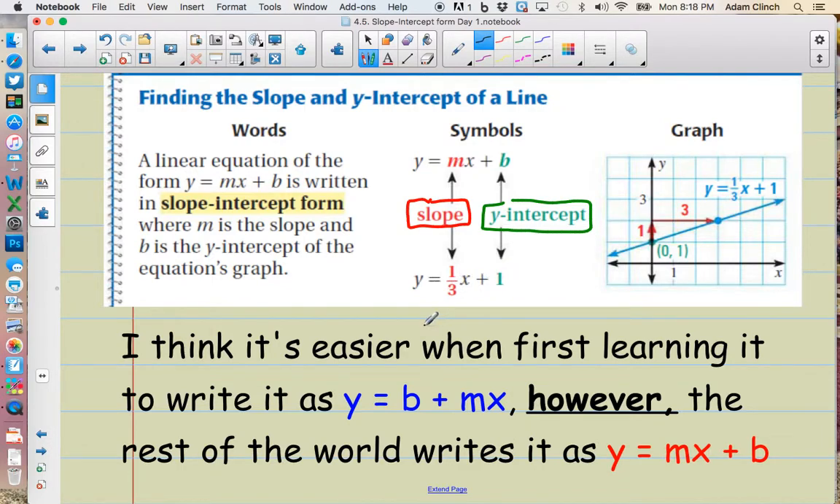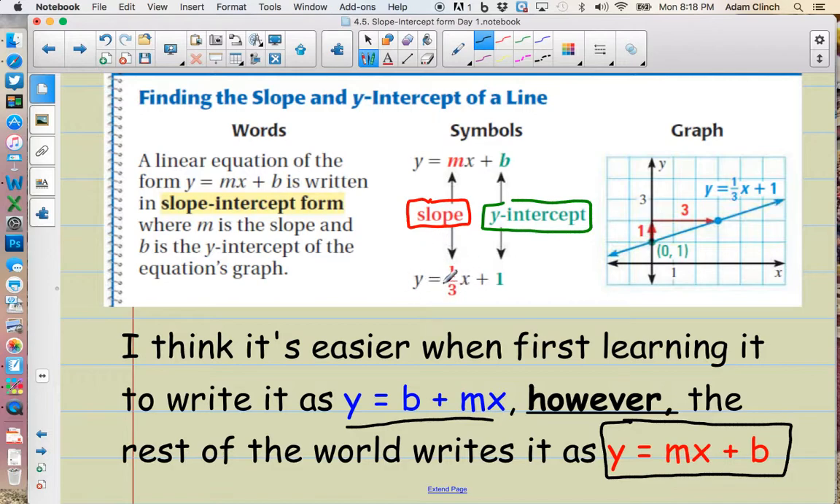I want to give a big kind of warning here. When we're first learning it, I think it's easier if we write the y-intercept first. So I think it's easier when first learning it to write it as y equals b plus mx. So I'm going to do that a lot here in the beginning especially, and in the next chapter, because I think it translates nicer between the table and the graph. However, the rest of the world writes it as y equals mx plus b. If you go to China, they'll write it like that. If you go to India, England, Brazil, they will write it as y equals mx plus b. And the reason they do that is because they write their highest powered variable first. But I think when learning it, it's easier to write it as the following.